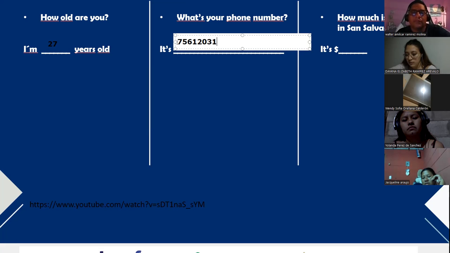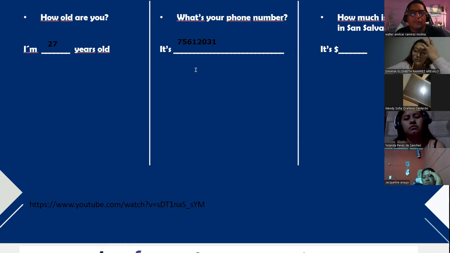7561 7561 2031. Okay, vamos a ver de nuevo. 7561 2031. This is the way to say the phone number. It's not that you are going to say the numbers fast, it's that you are going to give a pause between the two groups of numbers. Okay. You can say 7561 2031. You can say that too. All right. But you can say 7561 because we are conditioned to say this into four numbers. Okay. So let's continue, guys.